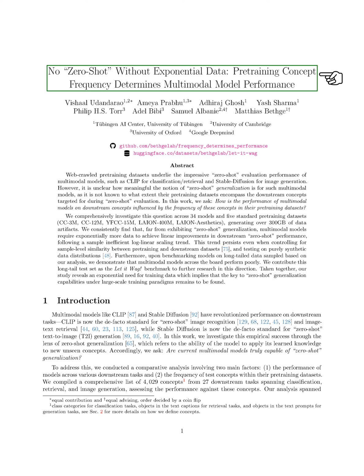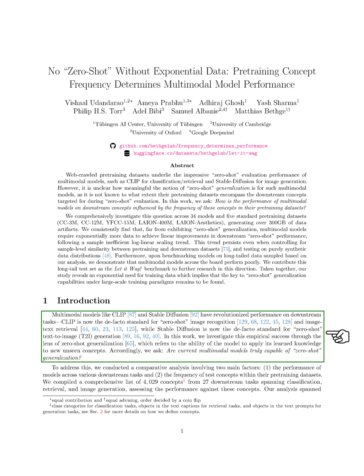Section: Introduction. In this section, we explore the impact of multimodal models like CLIP and Stable Diffusion on various tasks. These models have greatly improved tasks such as image recognition and text-to-image generation. We focus on zero-shot generalization, which is the ability of a model to apply its learned knowledge to new concepts it has not seen before. We aim to answer the question: can current multimodal models truly generalize in a zero-shot manner?